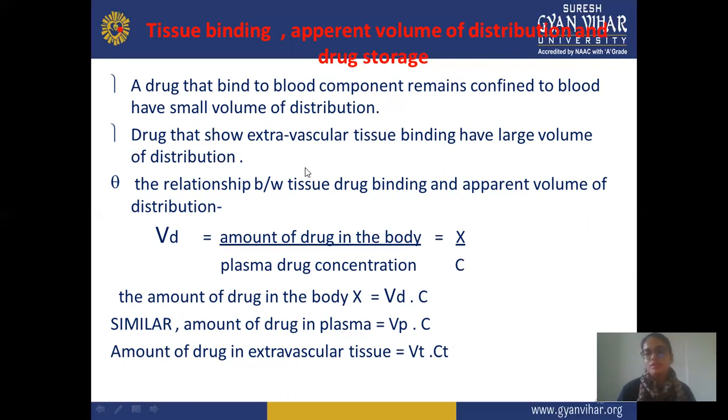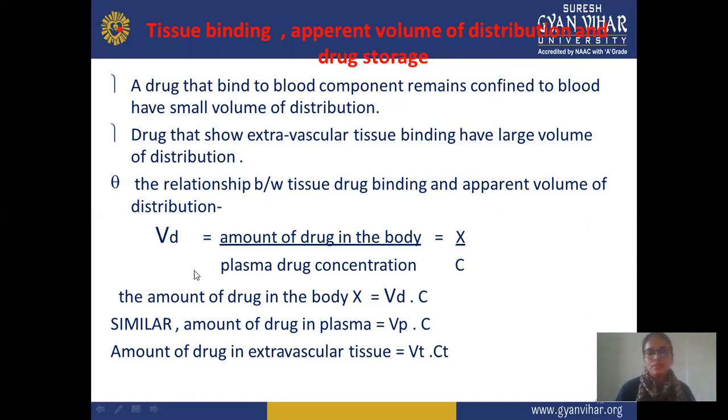The relationship between tissue drug binding and apparent volume of distribution is calculated with a formula. VD is the volume of distribution, and VD equals X by C, where X is the amount of drug in the body and C is the plasma drug concentration. You calculate the volume of distribution with this formula, and the amount of drug in the body, X, equals VD into C.